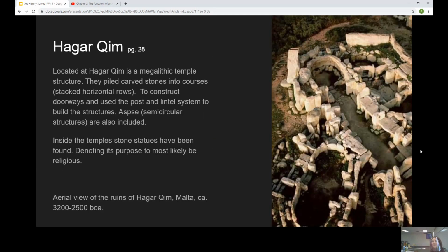And I forgot about Hagar Qim. Hagar Qim is another megalith structure of large stones. With this one, there are a lot of horizontal rows of stacked large stones in semicircular apse-like shapes. Apses were invented in Roman times for churches. These were not churches, however. Well, technically they were possibly churches. They're temples. We found votive statues inside of this. So possibly a temple-like church.